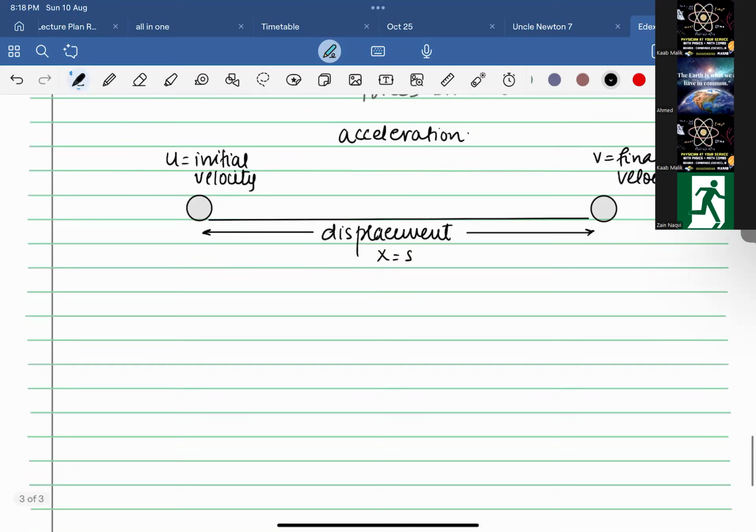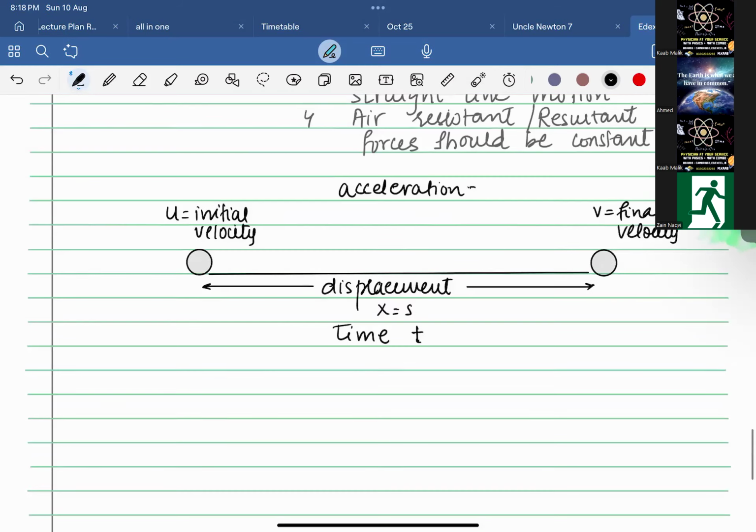So the car, or the object, will take some amount of time t. Okay, so we have these five variables. And math says that if you have five variables in the system, you should have five different equations to solve for all of those variables. So we have all those five equations with us.